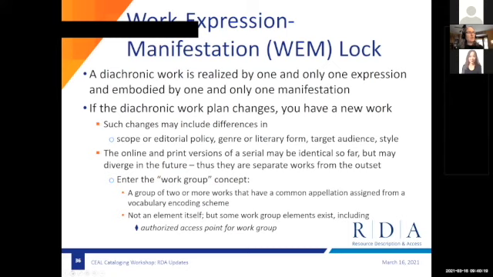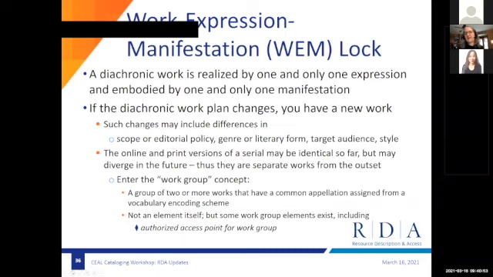And just why this is this way is because the online and print versions of a serial might be identical right until this date, but they could easily diverge in the future. The web version could start having hot links or more illustrations or color illustrations or additional articles. And so because of this ongoing nature of these works and the possibility of divergence, they're separate works from the outset. This is a change from the modeling done originally in FRBR.